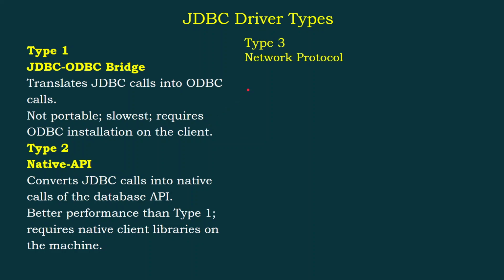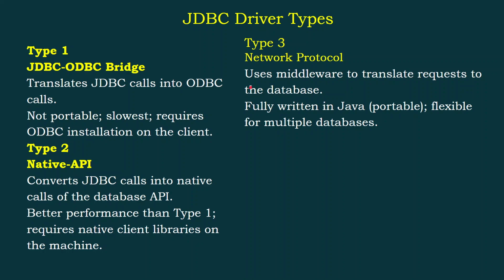Next is type 3, which is network protocol. This uses middleware to translate the request to the database. It is fully written in Java, which is portable, and flexible for multiple databases. So this is the advanced version where we can access multiple databases. As we know, Java is portable. Portable means we can use the program on any system. Once we write it, we convert it into Java bytecode, then we can use it on any machine. So the code becomes portable. That is the flexibility of the type 3 protocol, which is called network protocol.